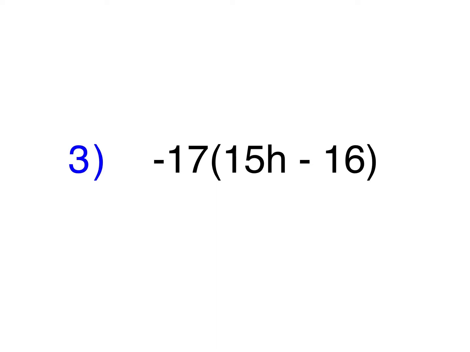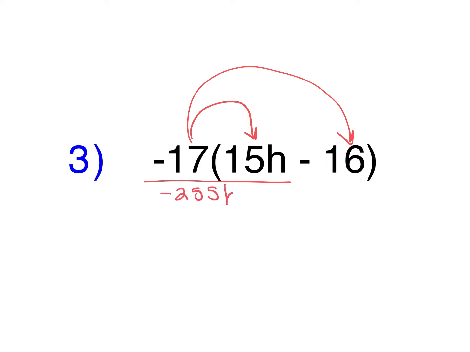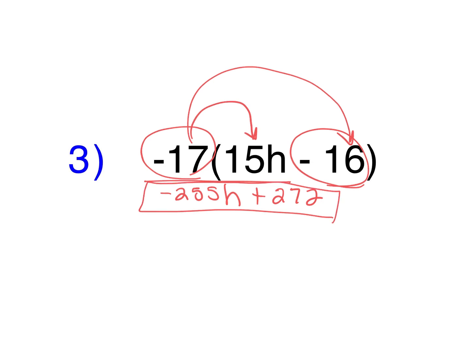With this problem, it's a little bit different because it is distributive property. So you want to distribute the negative 17 to both terms inside the parentheses. So when we multiply negative 17 times 15h, we get negative 255h. When we multiply negative 17 by negative 16, we get positive 272. So our expression simplifies down to negative 255h plus 272.